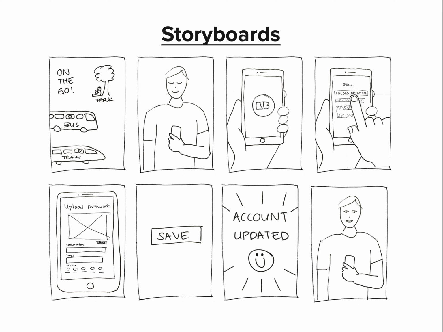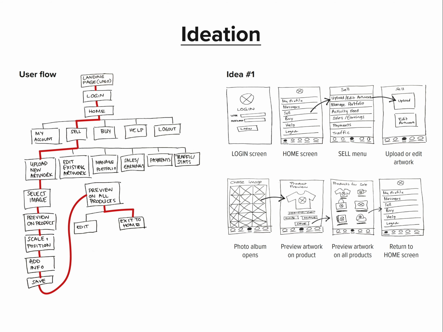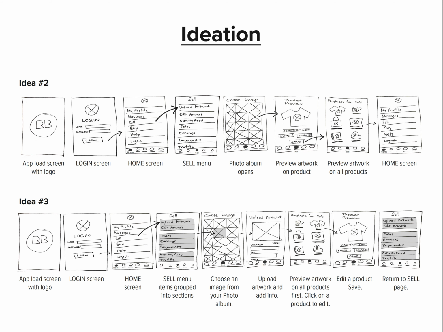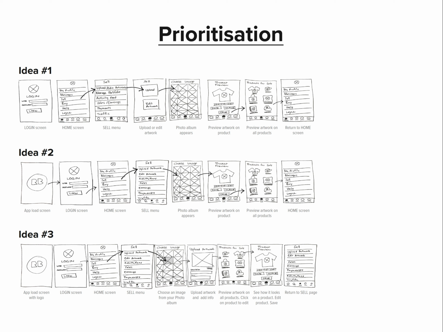The seller user flow was then storyboarded to reflect the results of the user interviews. This showed how users might use the app on their mobile devices and how convenient it would be for them. Sketches were then made to identify the user flow, in this case that of uploading artwork. Iterations of ideas to complete that task were then sketched out. The ideations were reviewed and then prioritised via the dot voting method.